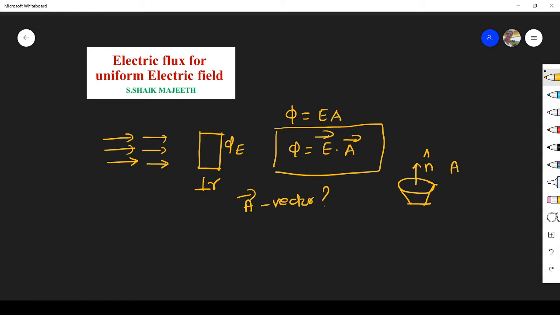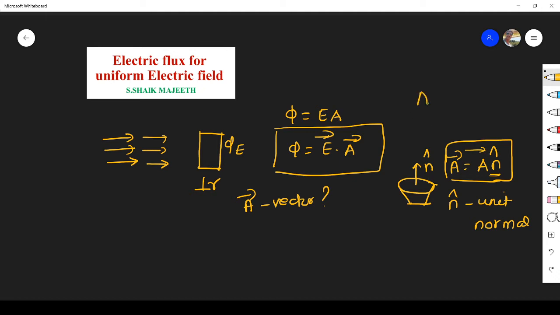So we know that any vector can be represented in terms of its magnitude and unit vector. So area magnitude is A only, but direction is given by unit normal n cap. N cap is unit normal. Unit means its magnitude is 1. Normal means perpendicular. That's why it is known as unit normal n cap. It is always perpendicular to the area. So A vector, area vector is in the direction of normal vector. That is very important.